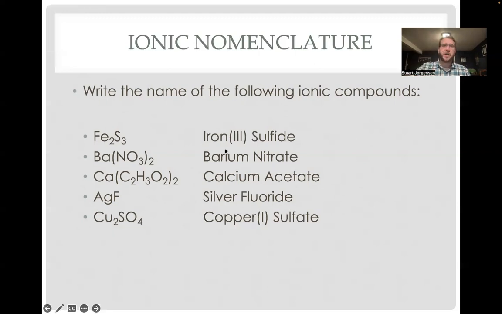But here's the rest of your answers. We've got iron(III) sulfide, -ide because it's just the S. This would be an example of a binary compound, just 2 different elements. Barium nitrate would be a ternary compound, 3 or more. I would not worry about those. It's just fun bonus learning. Binary, ternary, that is. Calcium acetate for the third one, silver fluoride, no Roman numerals, but copper(I) sulfate, Roman numerals for that last one.